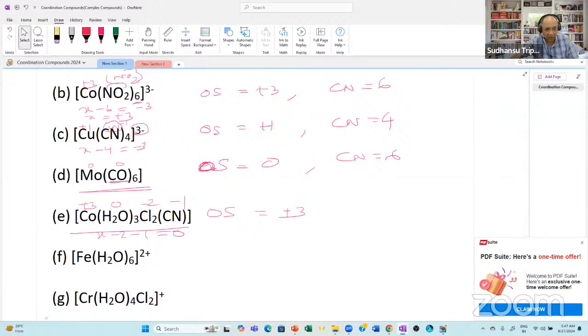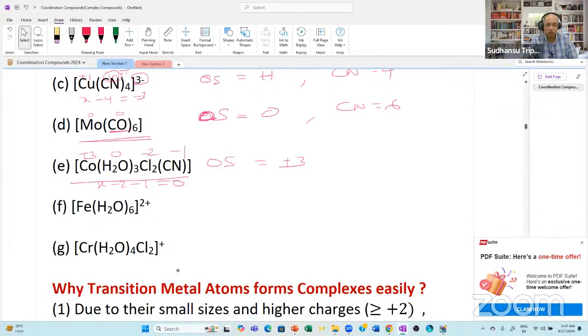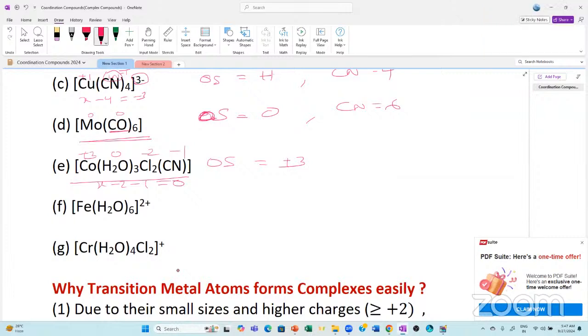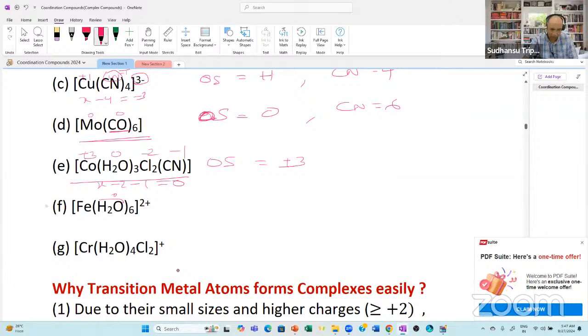And what about the hexaaqua iron(II)? Plus 2, and 6. Plus 2. Yes, precisely. Water is a neutral ligand, so whatever is the net charge of the complex, the same will be the oxidation state of the central metal atom: plus 2. And the coordination number as usual.